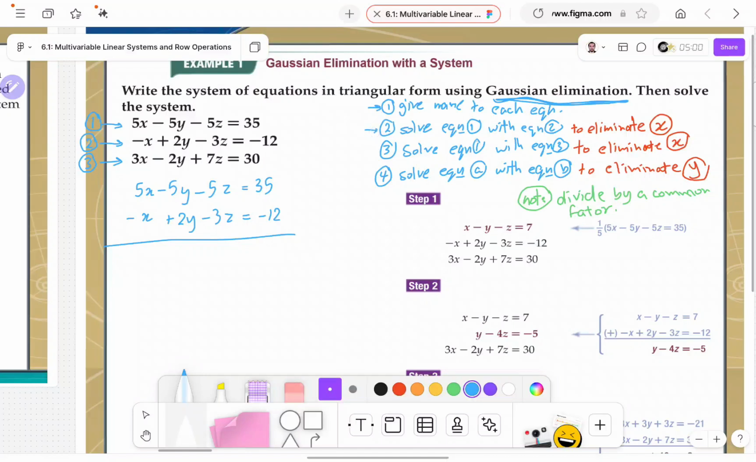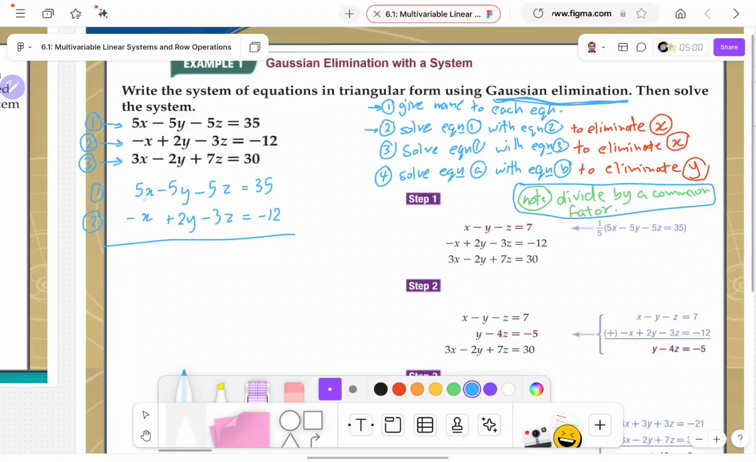Step number 2, solve equation 1 with equation 2. So I wrote equation 1 and equation 2 next to each other. Now to eliminate x, I need to eliminate x here and here. How can I eliminate x? Maybe some of you tell me, teacher, I can multiply the second equation times 5, then I get 5x and negative 5x, then I can eliminate. That's completely fine, but before you start multiplying or using elimination, don't forget this important note that I wrote here: divide by a common factor before you start.